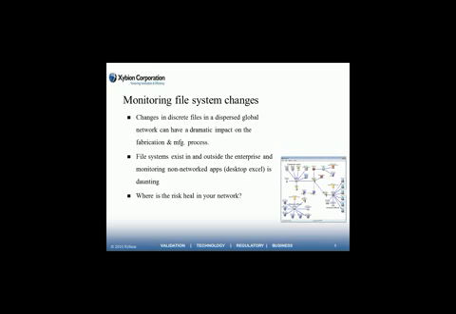One of the big things that we've seen here at Xybion with our medical device clients over the years has been how we monitor file system changes at a very granular level. And what do I mean by that? Well, changes in things like discrete files in a dispersed global network can have a very dramatic impact on the fabrication and manufacturing processes. File systems that exist in or even outside the enterprise on non-networked applications such as desktop Excel applications, that's a very daunting task. How do we monitor that? And what is the risk in our network?